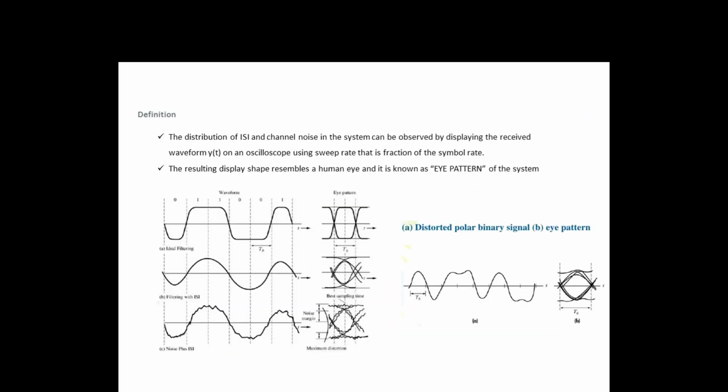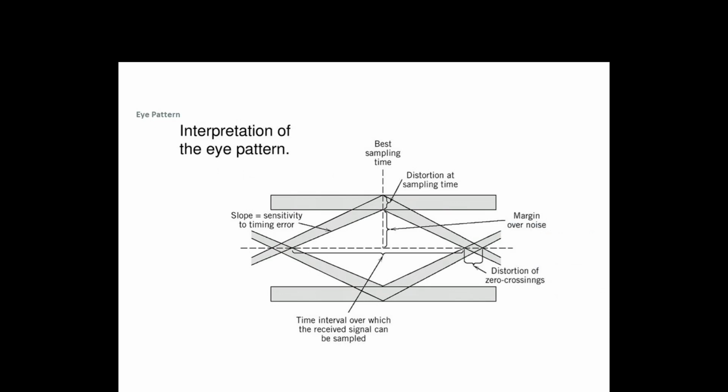Eye pattern now. This is another kind of interference. This eye pattern is a tool to identify our ISI, intersymbol interference. The distribution of ISI and channel noise in the system can be observed by displaying the received waveform y(t) on an oscilloscope using a sweep rate that is a fraction of the symbol rate. The resulting display shape resembles a human eye and is known as the eye pattern of the system. Interpretation of the eye pattern.